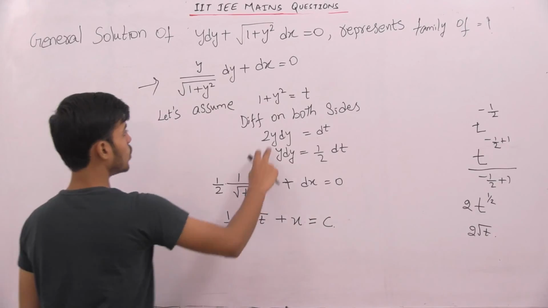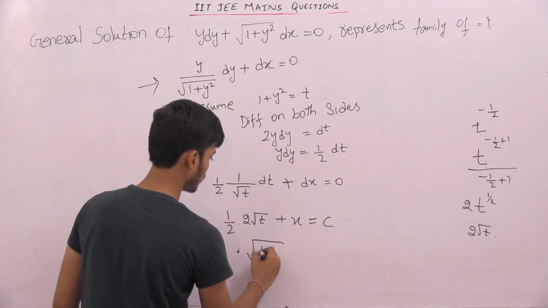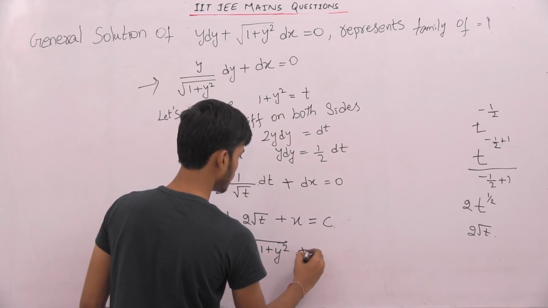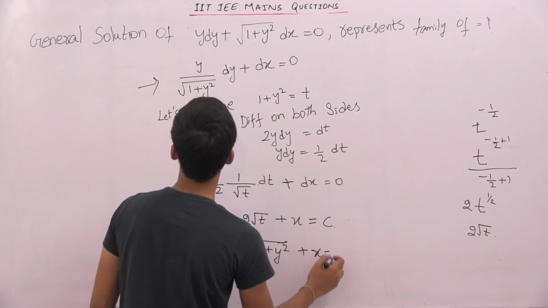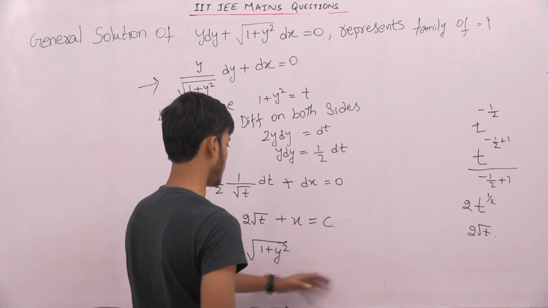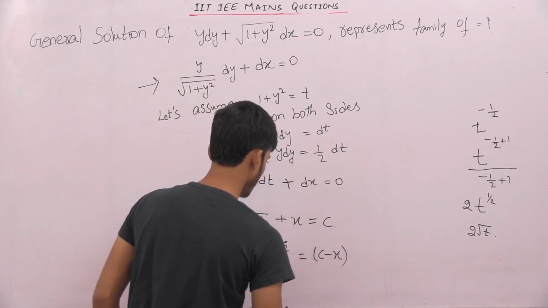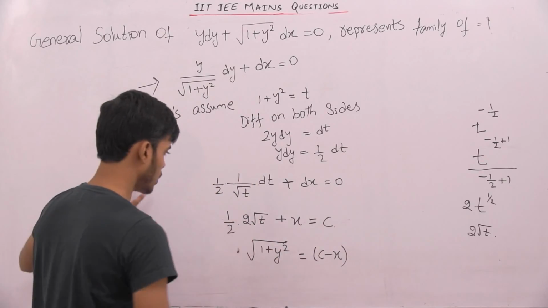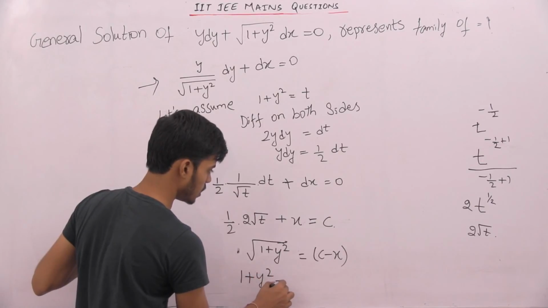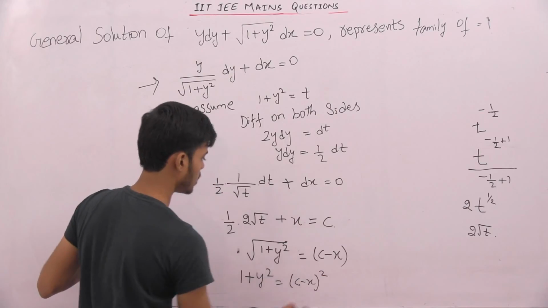Now we know the value of t. Let's substitute. Half cancels over, half under root 1 plus y square plus x is equals to c. But we just need to find the general solution, so let's send x over the other side to remove the root. Hence to remove the root, let's do squaring on both sides, which is 1 plus y square is equals to c minus x whole square.